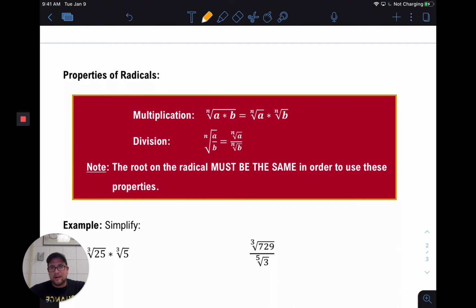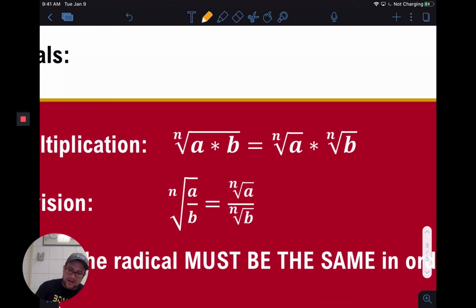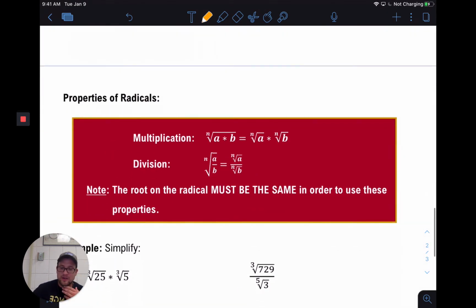Now, these properties of radicals say that if I look at the nth root of a times b, that's equal to the nth root of a times the nth root of b. You can kind of break this up into two separate radicals, right? And the same thing works for division, right? The nth root of a over b is the same as the nth root of a divided by the nth root of b. Now, in order for these two properties to work, the one caveat that we got to consider is the fact that the root on the radical must be the same. If we have different roots, we can't combine in this manner.